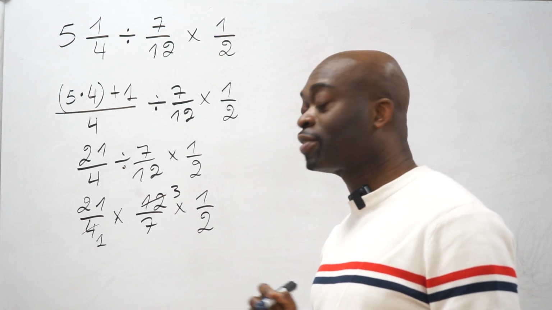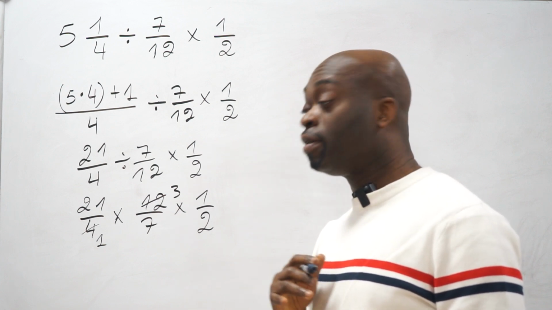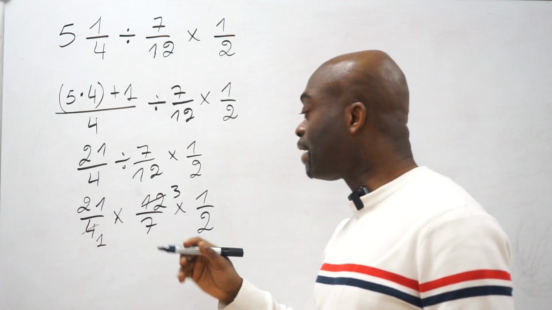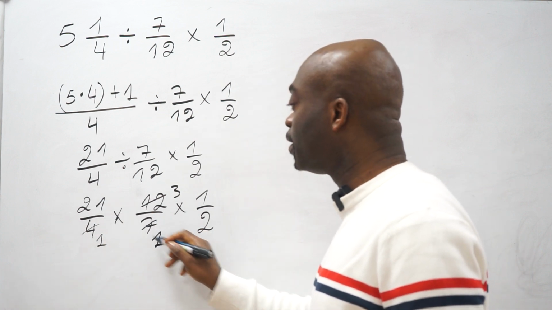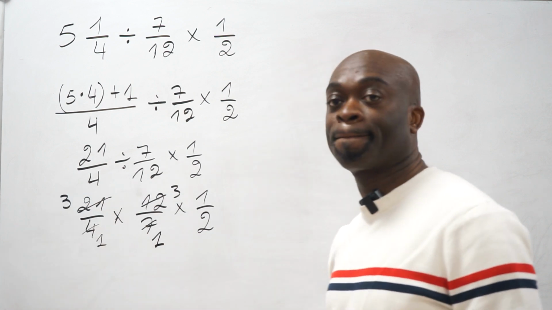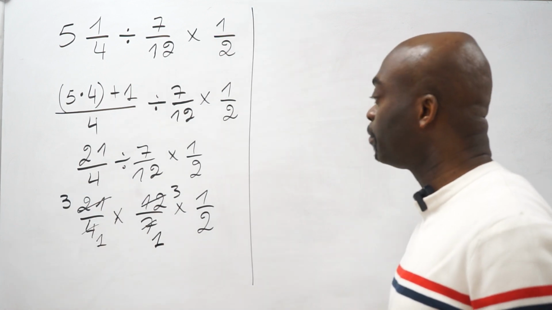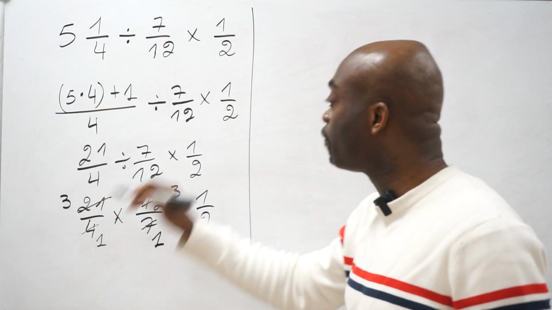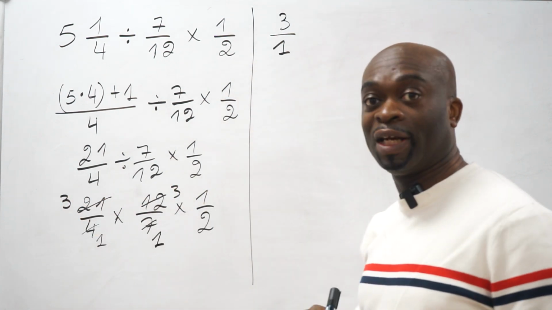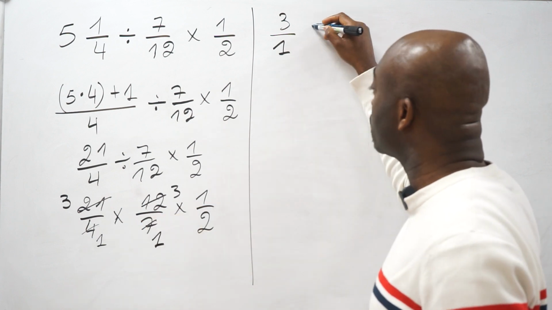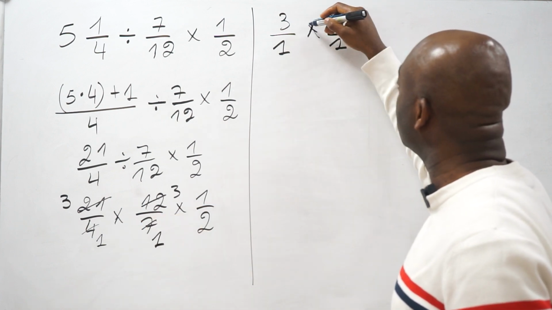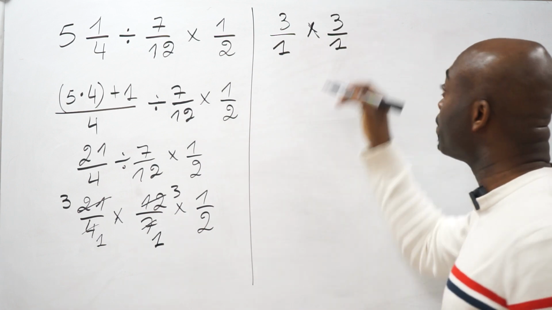What else can we do? We can do things at the same time here. That means 21 and 7. 7 goes into itself once, and 7 goes into 21 3 times. Now we get back here, and we end up with 3/1 left, times another 3/1, times 1/2.